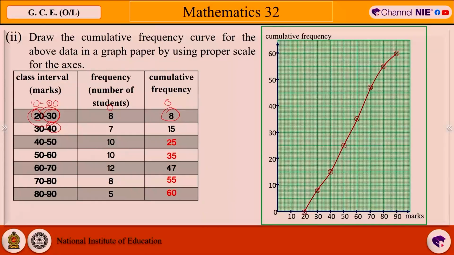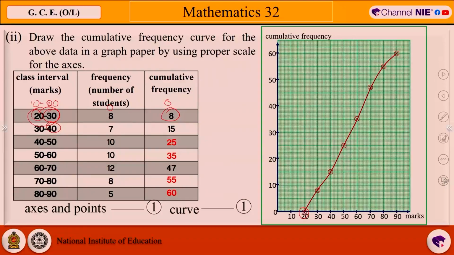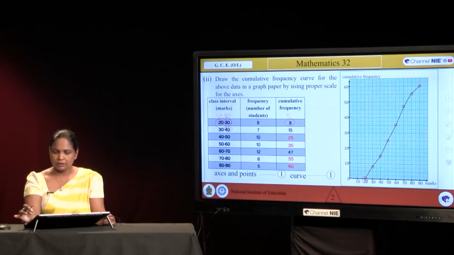So, this is the very first point, and that is very important. You must mark that point very clearly. Okay, I hope you all understood, and for this we will see how many marks you can score. For the correct axes and points, you can score 1 mark, and for the curve another 1 mark. Then altogether 2 marks for that.